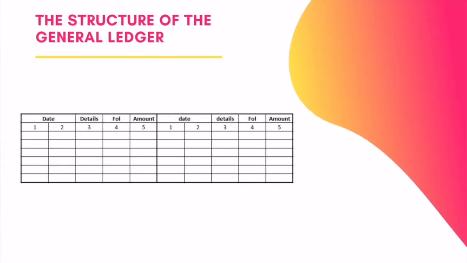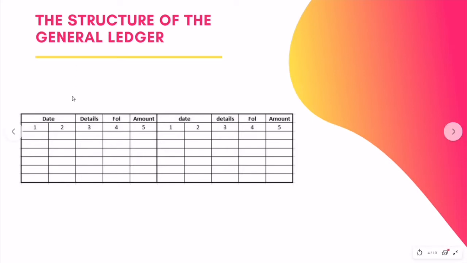Here we look at the structure of the general ledger. The structure of the general ledger is very basic and straightforward. If you remember when we were doing the accounting equation, we're actually doing this but in another form. Here we're still doing the same thing, but we are recording those transactions now in a general ledger and not the accounting equation.